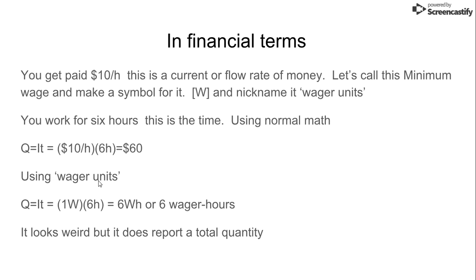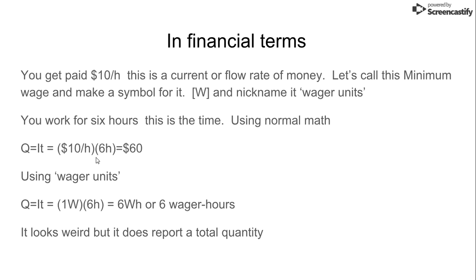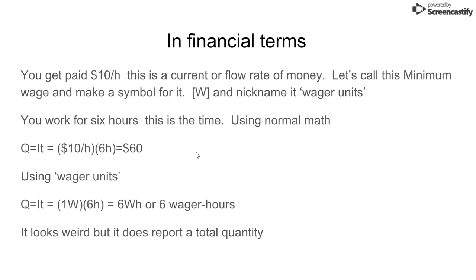What if we used it in wager units? Well, then you would take this $10 an hour and turn it to 1 wage unit. This is really the equivalent of sort of an astronomical unit. All the scale stuff I'm teaching you, it's transportable to any unit. So we're going to call this 1 wager unit. And now the total quantity of money you get is 1 wage unit times 6 hours gives you 6 wage hours, 6 wager hours. It looks weird, but it does report a total quantity.